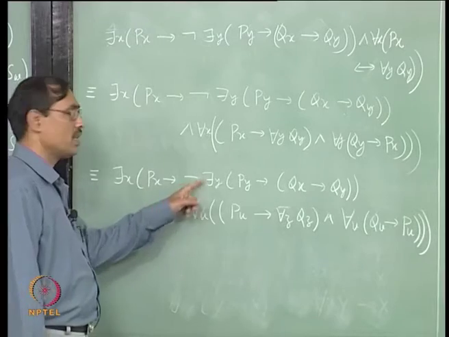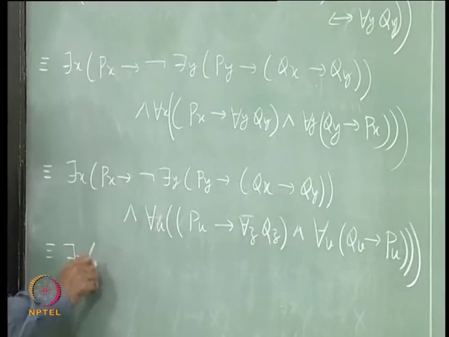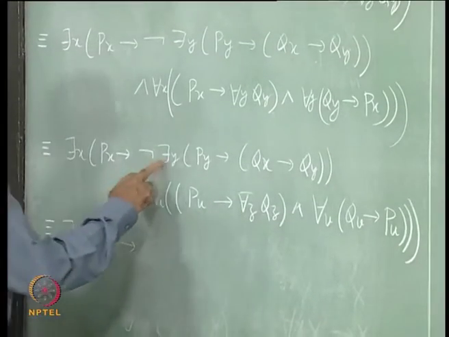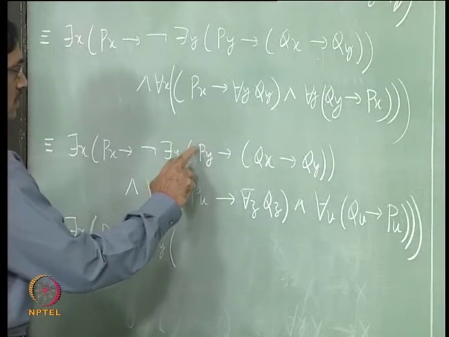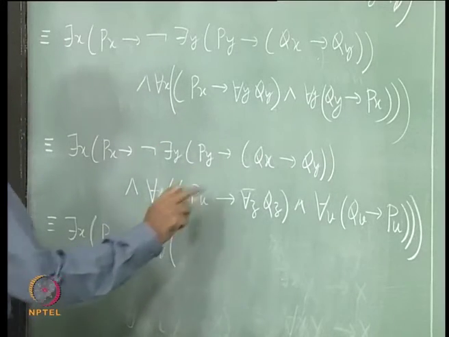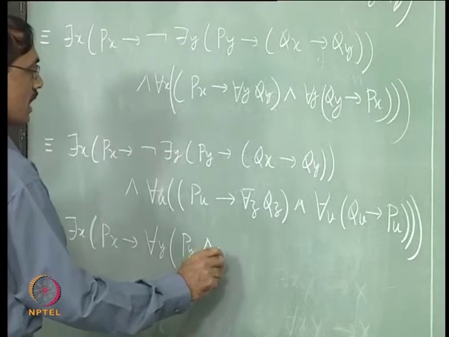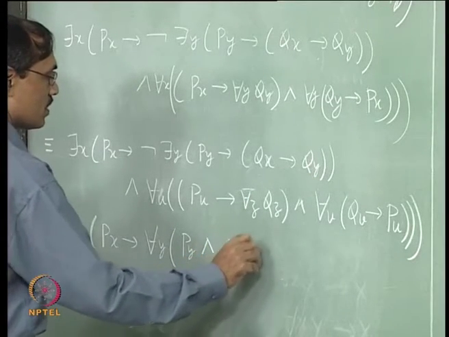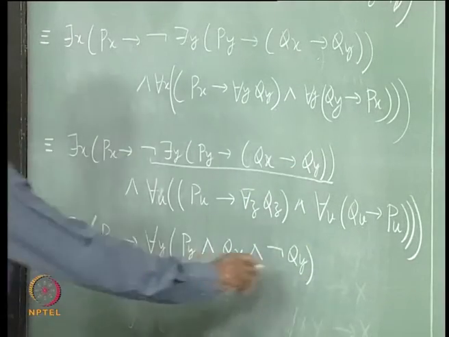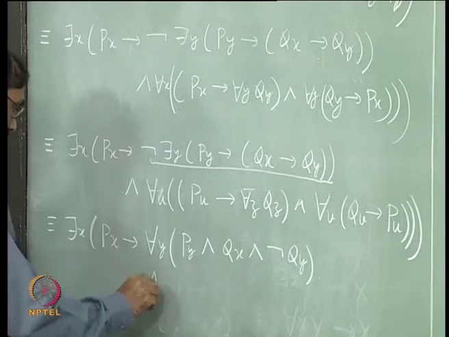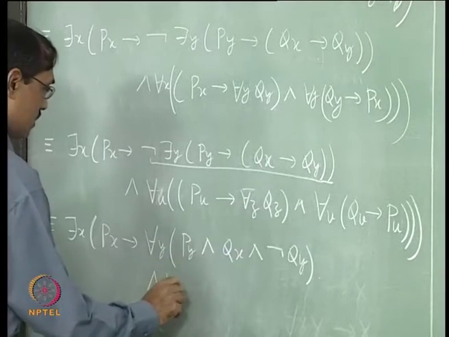The next thing is to take the nots to the inside. There is x, p x implies, this not has to go inside. So this becomes for each y, not of this whole thing, that is p y and not of this, so that is again q x and not of this. So it does come up to this, and now for each u there is nothing to be done here.